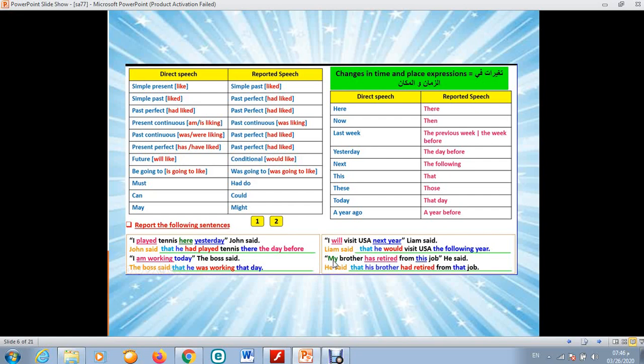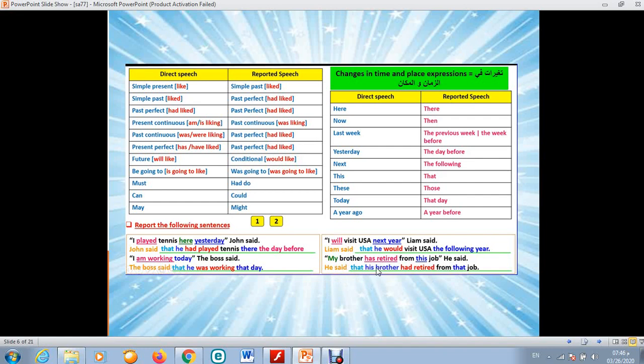The last example. "My brother has retired from this job," he said. The connector is that. "My" refers to he, so it will be his. My brother, his brother, has retired.